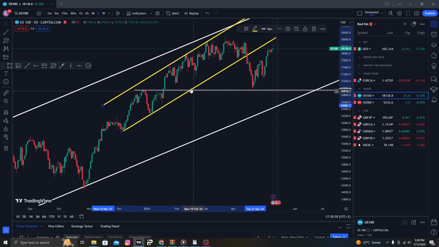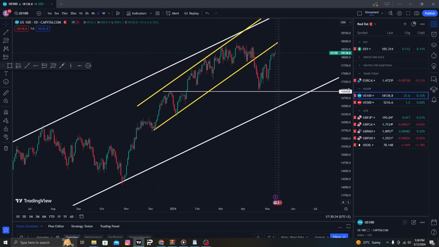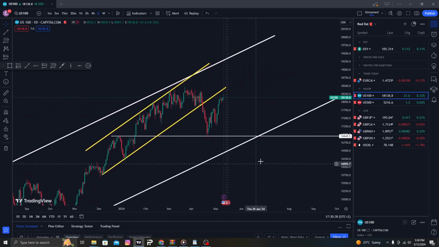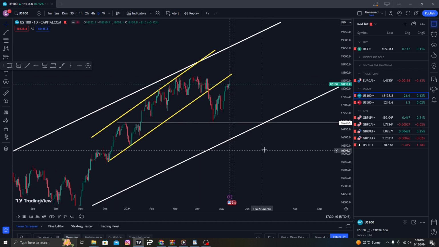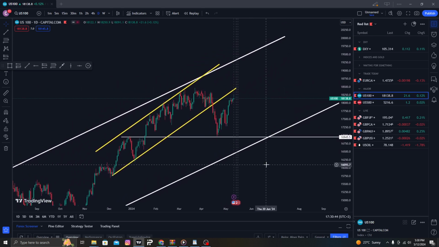3 touches. It's a legit trend line. 1, 2, 3, 4 touches. That's a legit trend line. Let me do this. Do you see the trend line, guys? Do you see it? Put a W if you see it.